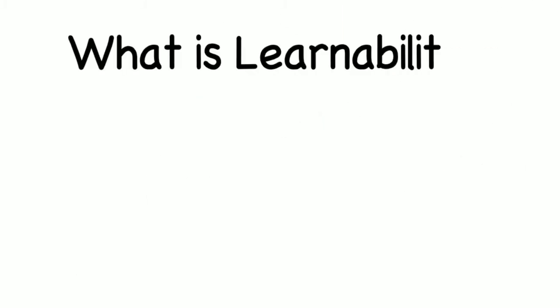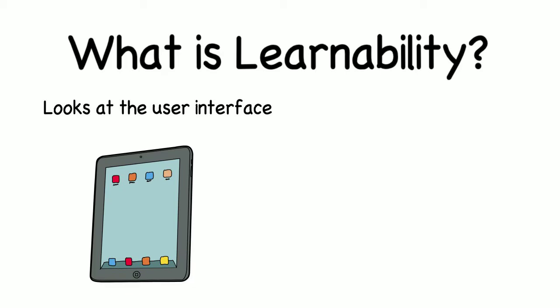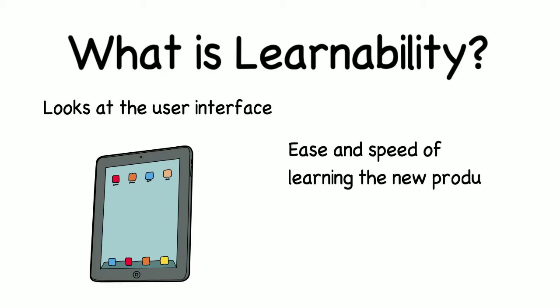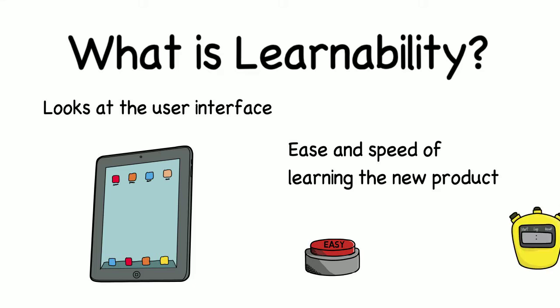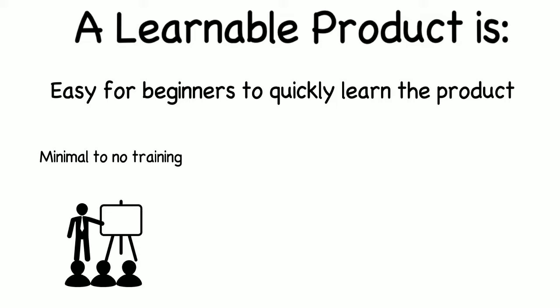What is learnability? Learnability is an important part of the user interface of a product, and specifically focuses on how easily and quickly people can learn to use it efficiently. When is a product considered learnable? A product is considered learnable if the user interface has been designed so that beginners can easily start using the product without a lot of training.